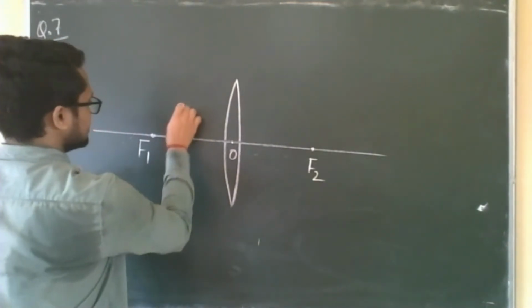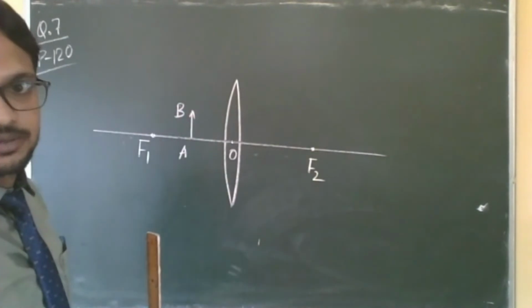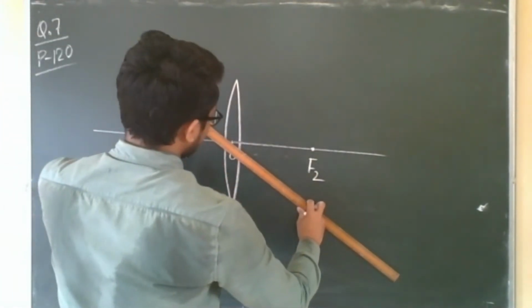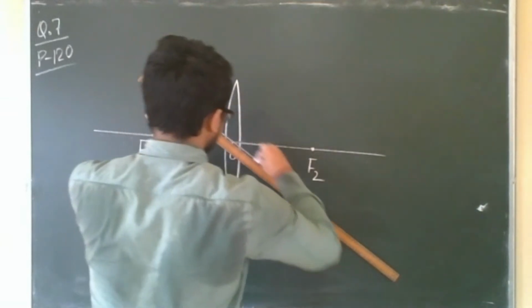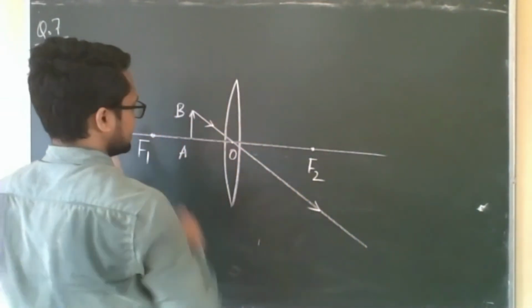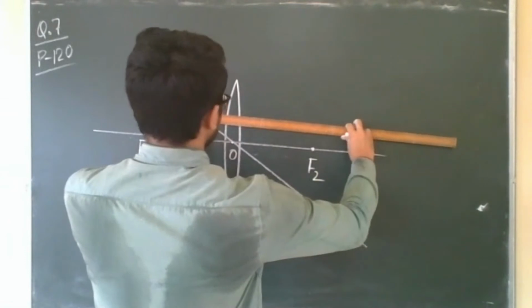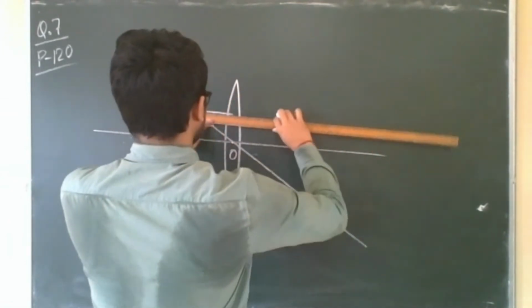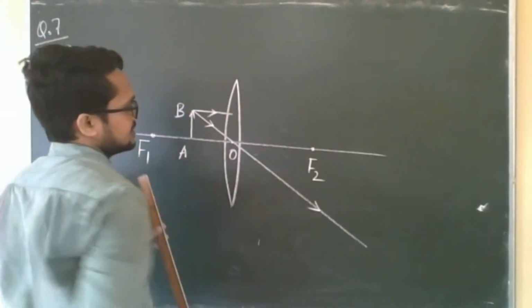We have to find the position of image CD. That means we have to give the image name CD. So complete the rays. One ray will go through the optical center. It will go undeviated; there will be no deviation. And the second ray will be taken parallel to the principal axis.